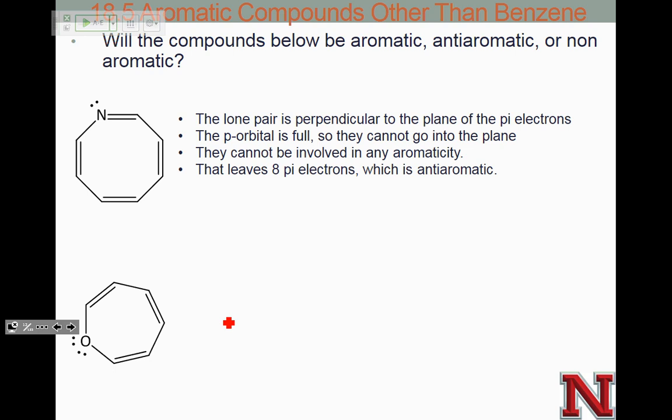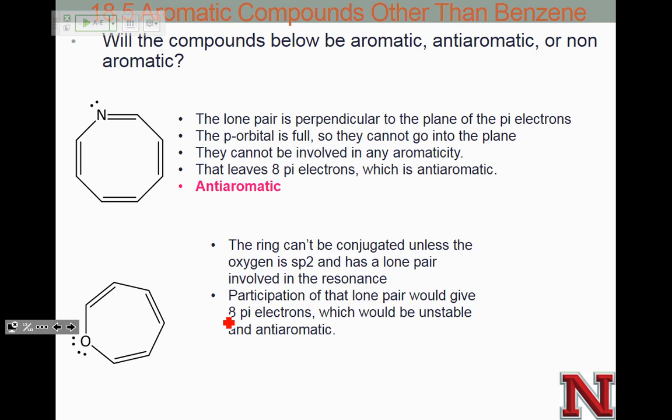So if we have 1 unhybridized p orbital, that's more common. Usually we have hybridization. But either way, even if we had all 3, they would be in different planes. And only one of those unhybridized p orbitals can be in the plane with the other. So what we have is, again, an 8 pi system. This system would be anti-aromatic and pretty unstable.